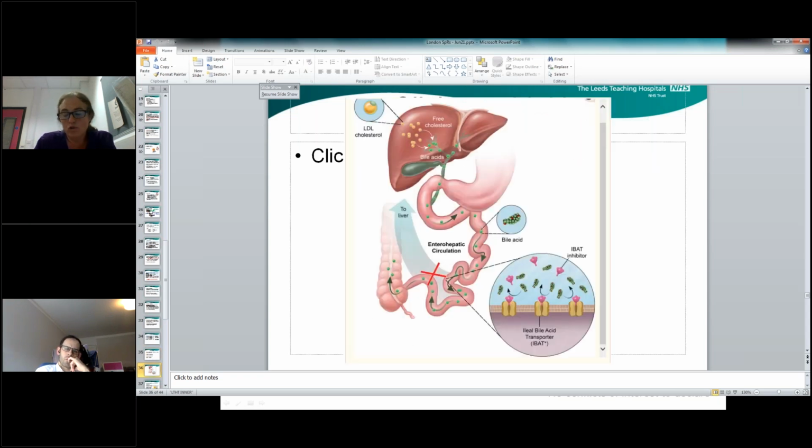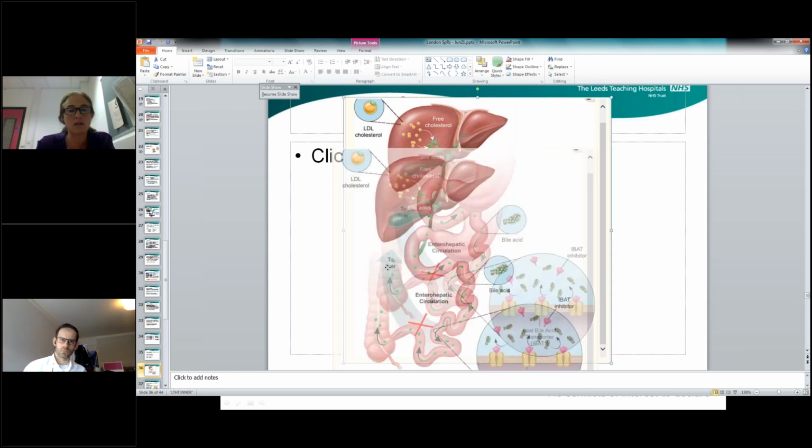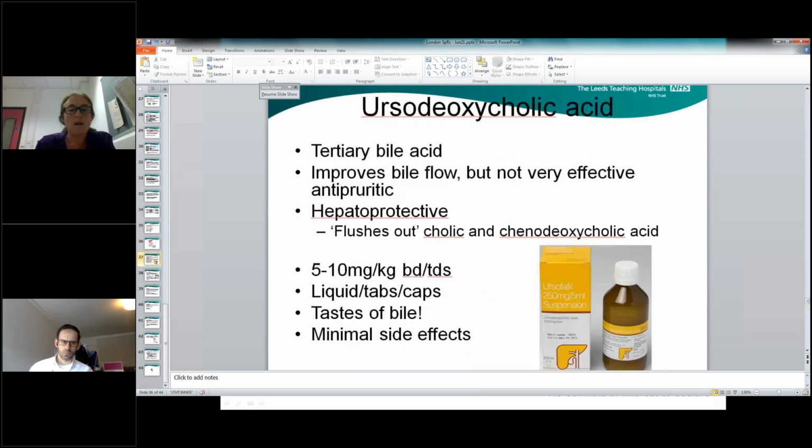So what we're trying to do is anything that gets rid of any bile acids that have made it into the gut, we want to try and prevent them from being reabsorbed back into the liver so that they get excreted. We give urso to nearly everybody. It's a tertiary bile salt. It probably improves bile flow, but it isn't very good at preventing or treating itch. We use pretty generous doses, but it's very well tolerated. It tastes pretty disgusting because it is a bile acid, so it tastes of bile, which if you've ever been sick enough to be vomiting up bile, you'll know it tastes horrible.